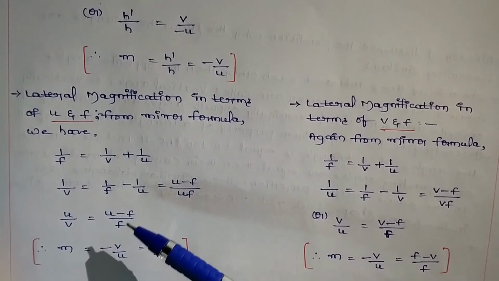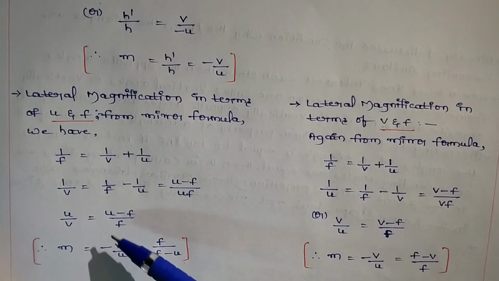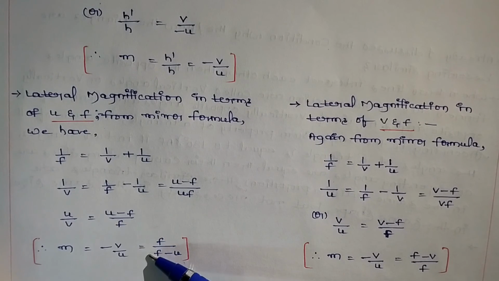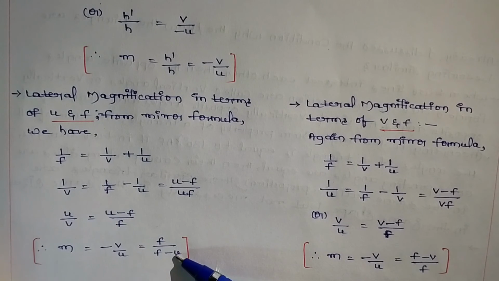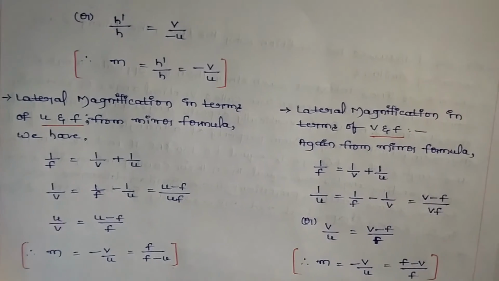And m is equal to, we know that, minus v by u. Then if we keep this here, it will come f by f minus u. This is the lateral magnification in terms of u and f.